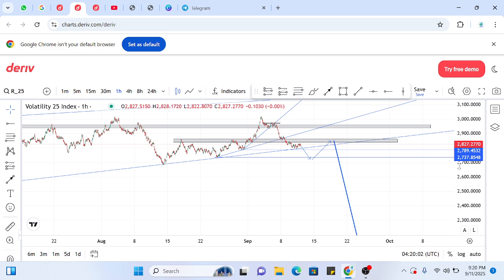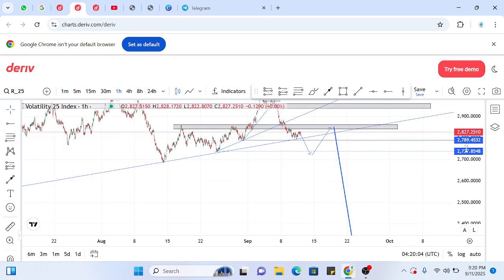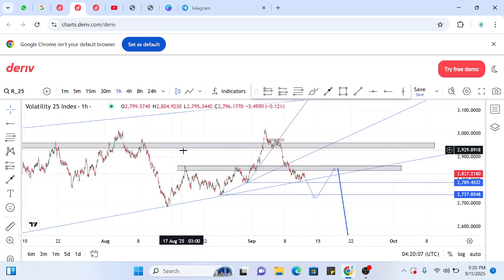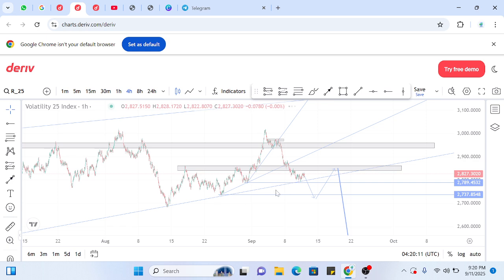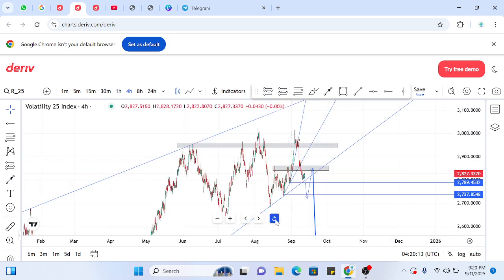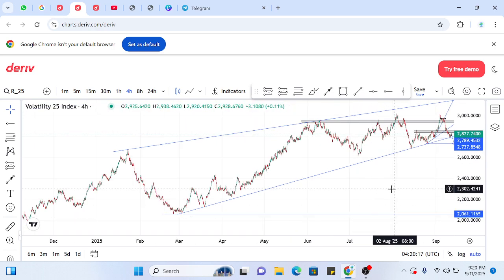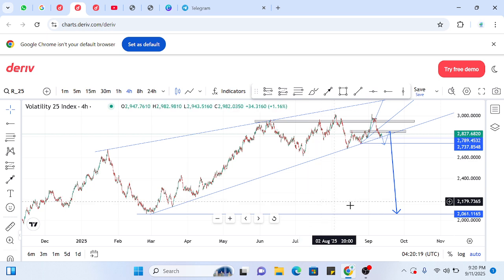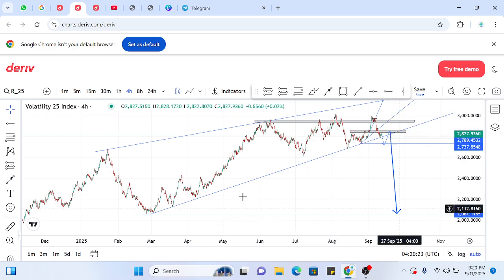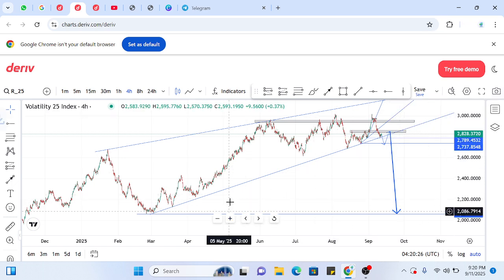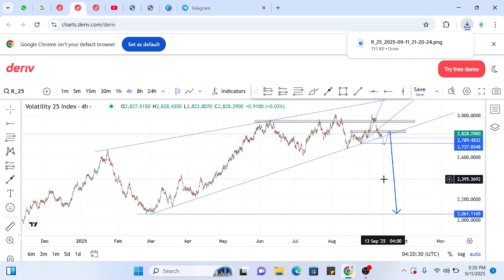So basically this is what I'm looking out for on the Volatility 25 market. I would like to go down to the higher time frame and just take a screenshot of it. Let's see how price reacts after our analysis. So this is it, guys, for Volatility 25.